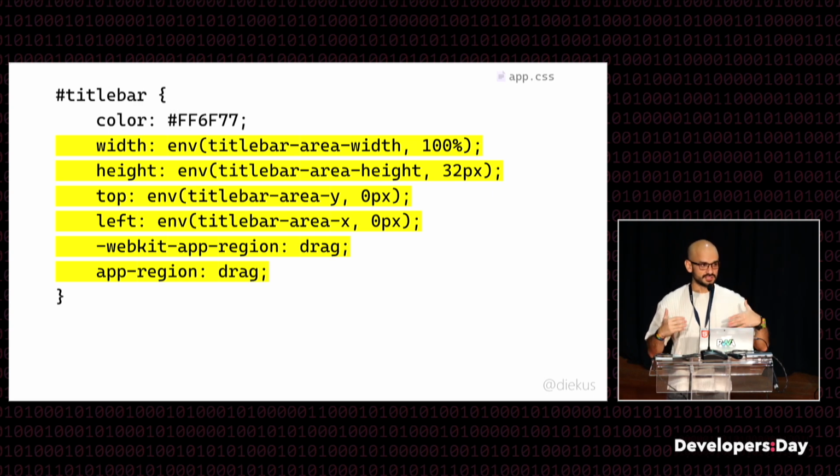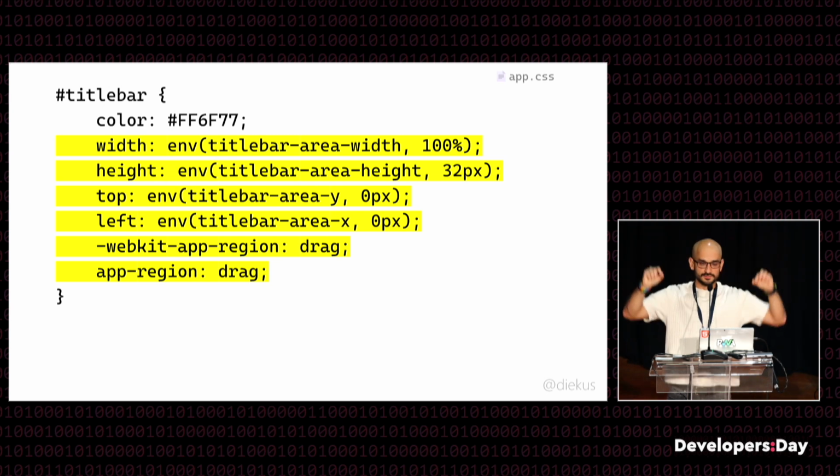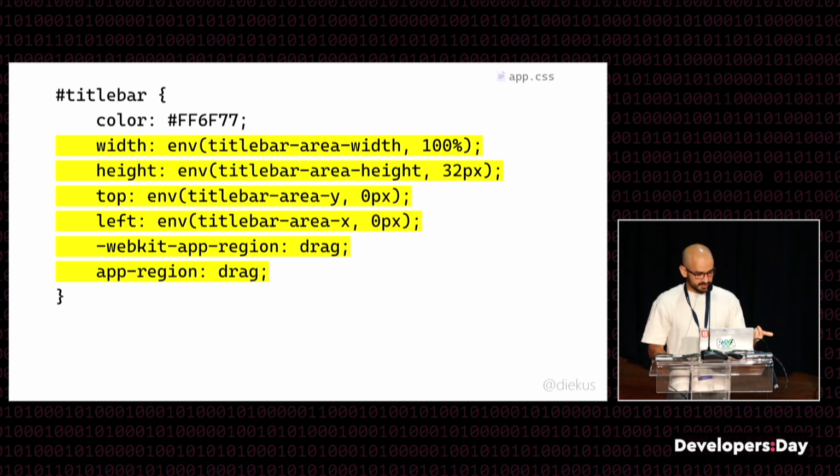And this is where I was talking that the web degrades gracefully, and then it'll just default to 100%, and you're just creating the bar on top of the window. Same with height, same with top, same with left. And then the 2 lines in the bottom, the WebKit app region.